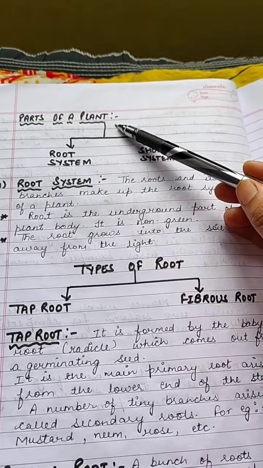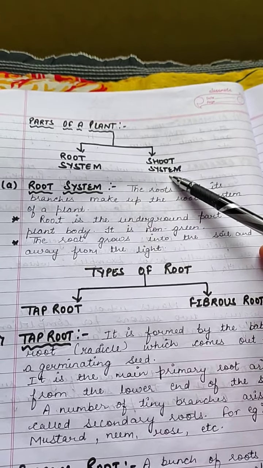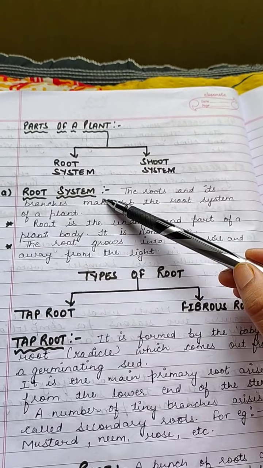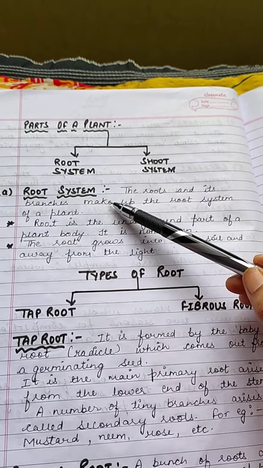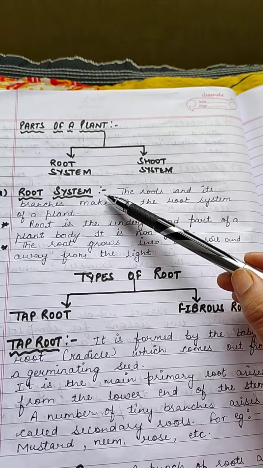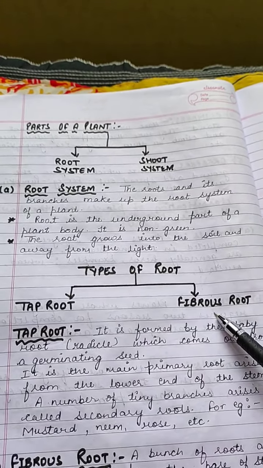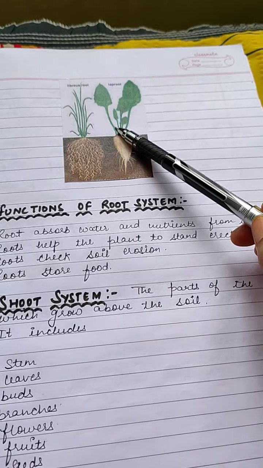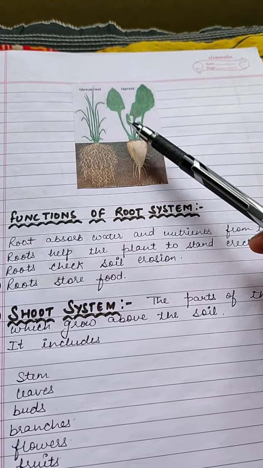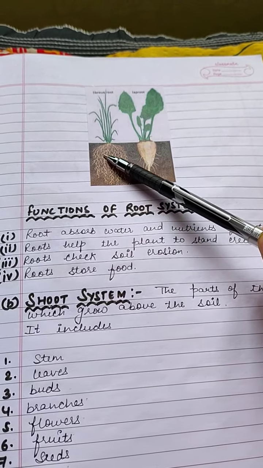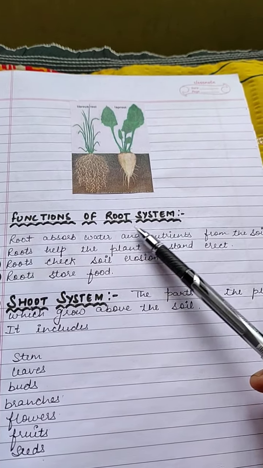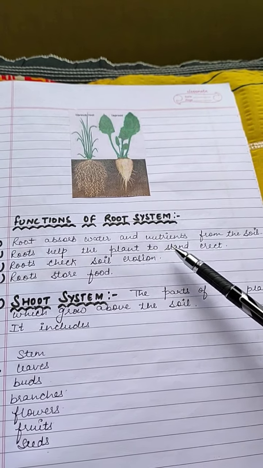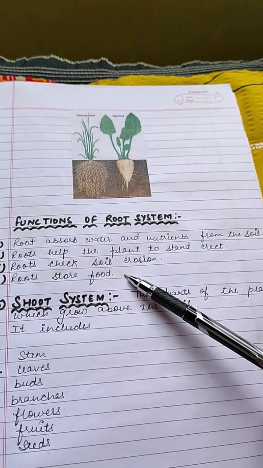Now the next is parts of a plant. It is divided into two systems, root system and shoot system. The root system includes roots and their branches. These roots are also of two types, taproots and fibrous roots. This is a taproot and this is a fibrous root. There are many functions of the root system. They absorb water and nutrients from the soil, help the plants to stand erect, check soil erosion, and store food.